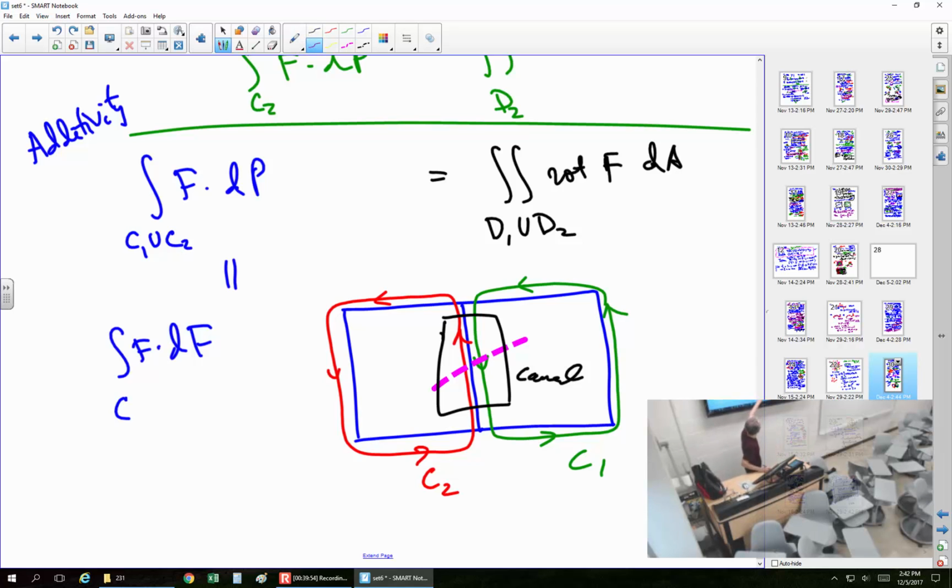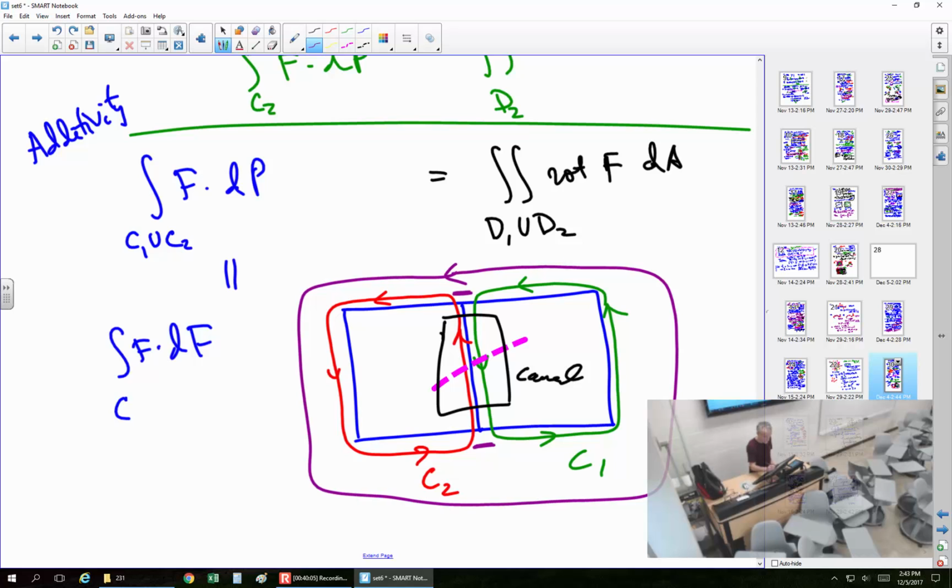Once you remove these two parts, what do I get? They actually quite nicely merge into one. C1 and C2 turn into one big counterclockwise curve.